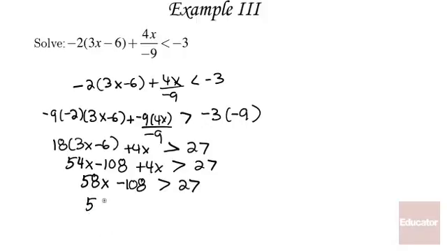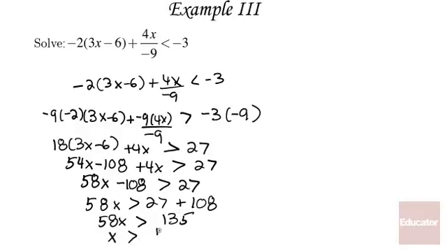Adding 108 to both sides will give me 58x is greater than 27 plus 108. So it's 58x is greater than 135. So x is greater than 135 divided by 58. So I can leave it like that, or I could use set notation.